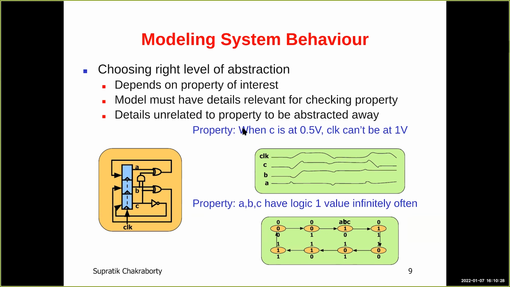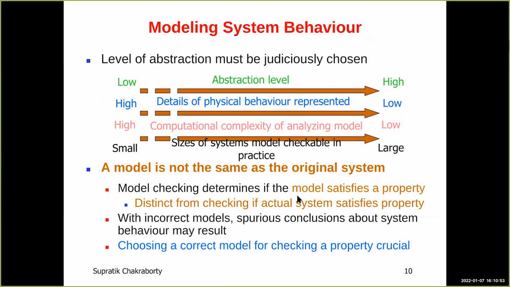For example, if your property is this, that when C is at 0.5 volt, clock can't be at 1 volt, then of course you have to model things like this. And indeed, there are verification technologies which will allow you to do this. But if you want to have a property like this, that each of A, B, and C have the logic 1 value infinitely often, then perhaps it's okay to model it at this level. So the right level of modeling is important.